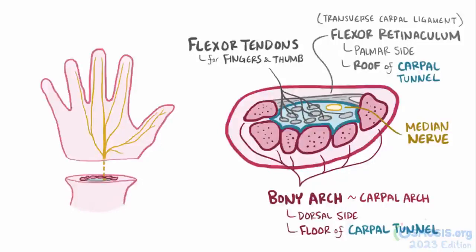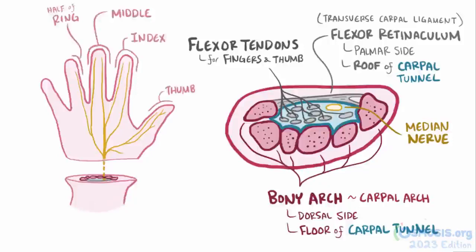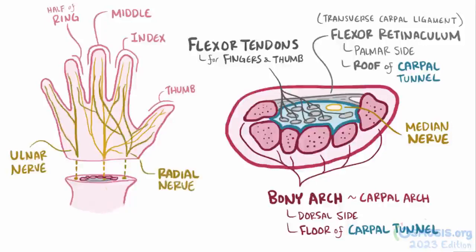The skin of the hand served by the median nerve includes the thumb, the index finger, the middle finger, as well as half of the ring finger that's on the thumb side. The other side of the ring finger and pinky are served by the ulnar nerve, and the back of the hand is served by the radial nerve. Only the median nerve goes through the carpal tunnel.